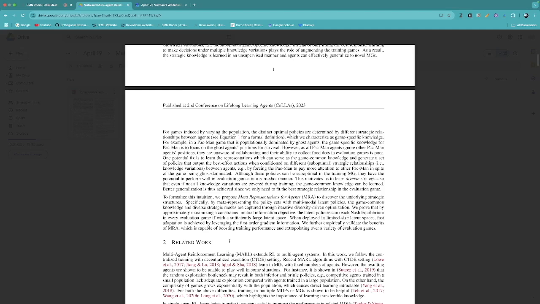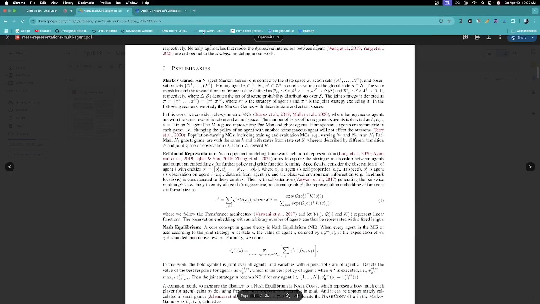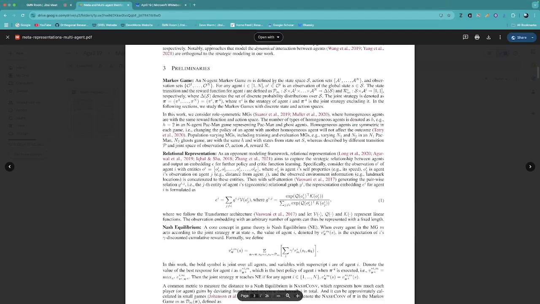When deployed in limited-size latent spaces, fast adaptation is achieved by leveraging the first-order gradient information. We further empirically validate the benefits of MRA, which is capable of boosting training performance and extrapolating over a variety of evaluation games. So they give a mathematical definition of a Markov game.